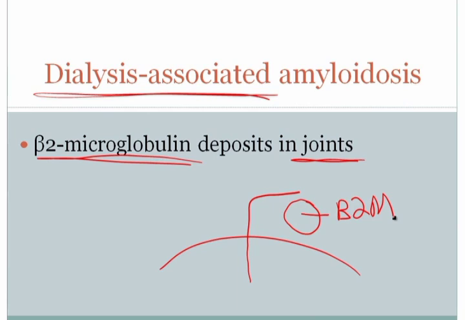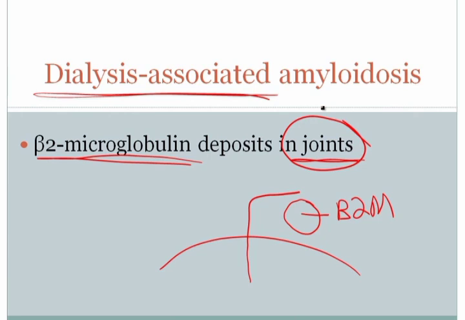Now, patients who get kidney failure and have to go on dialysis, the beta-2 microglobulin is not filtered well from the blood. And because it's not filtered well, it builds up in the blood, and as it builds up, it can deposit in joints. And these are the classic high yields of this particular entity. Again, it's dialysis associated. The deposition is beta-2 microglobulin. Beta-2 microglobulin is a structural component of MHC class I, and this beta-2 microglobulin will deposit in joints as a localized amyloidosis.